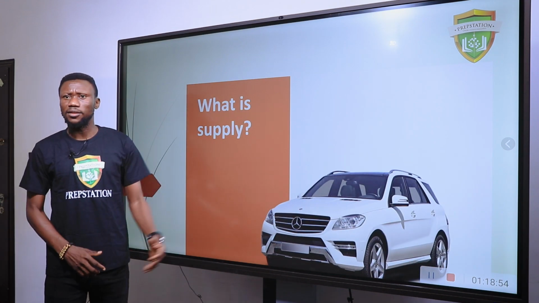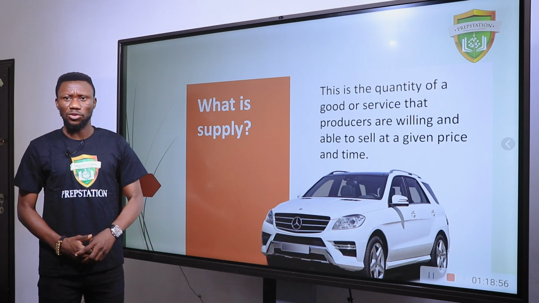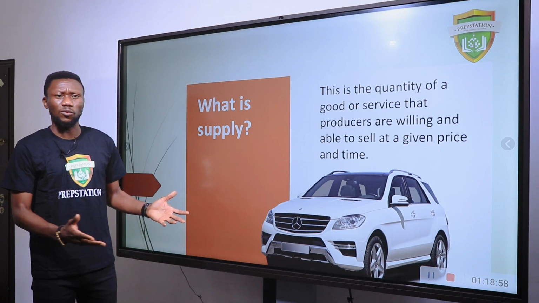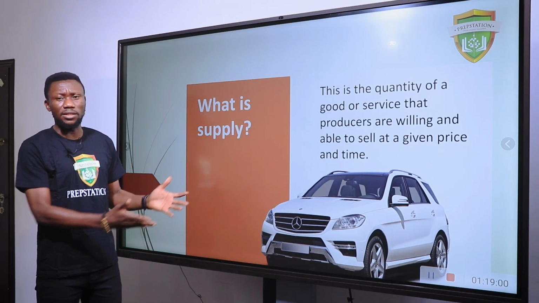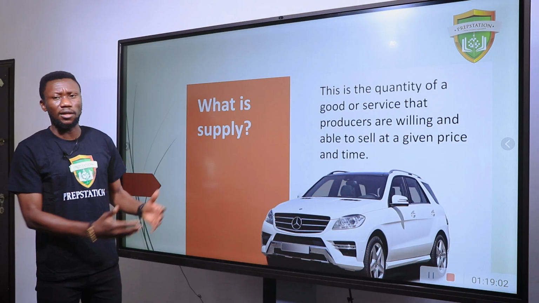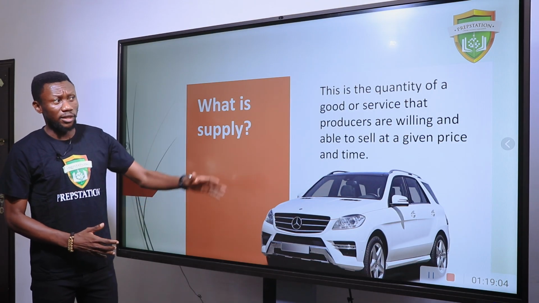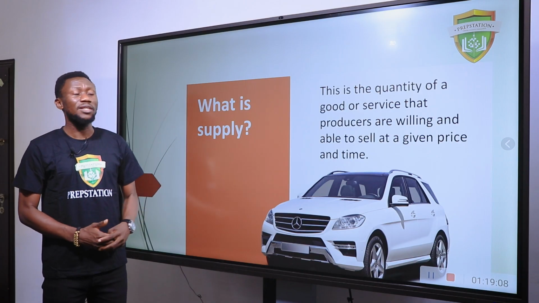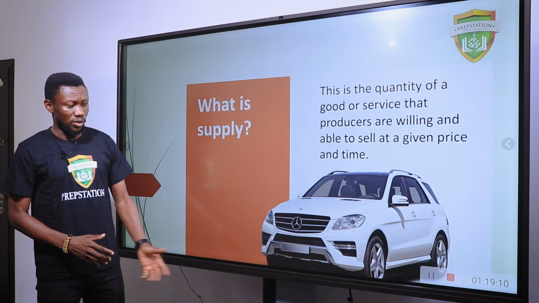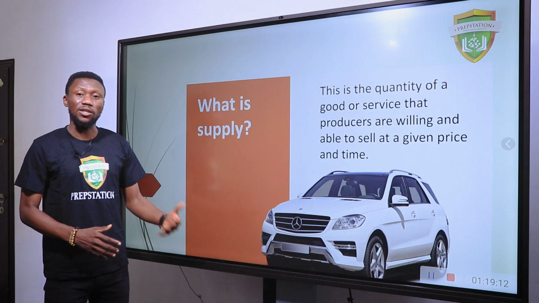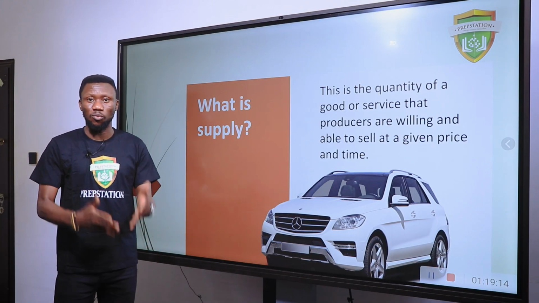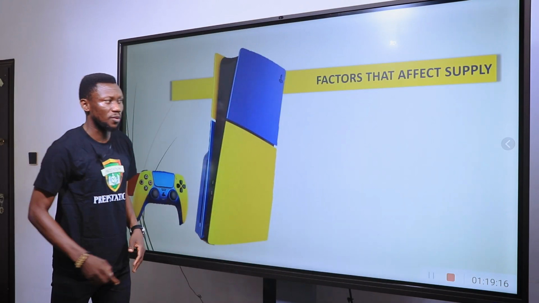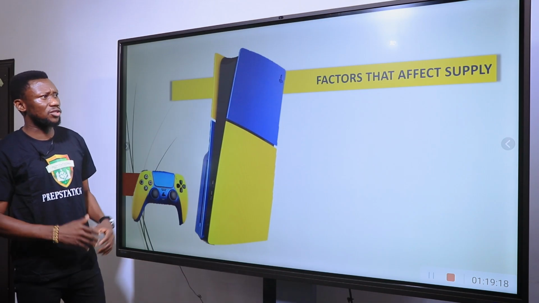Of course, this car, wherever it's made, how does it get to you? Or let's talk about wherever it's from, who made it, who came up with this car. So it is the quantity of good or service that producers are willing and able to sell at a given price. So this car has a price and somebody is willing to sell it or make it and provide it to you as consumers. So let's go at the factors that affect supply.